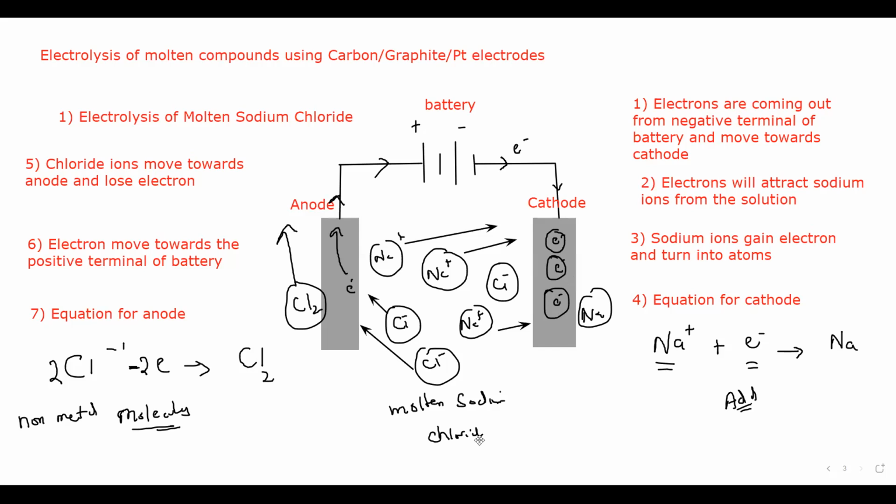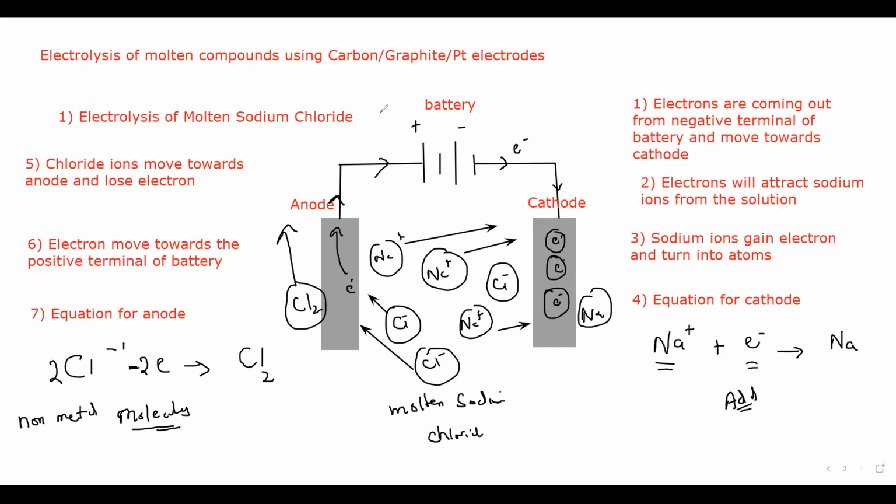All the non-metals exist as molecules. That's why you should write the equation for a molecule, not for an atom. First it is an atom and then the atom turns into a molecule. Except for group 8, all the non-metals exist as molecules, so you have to write the equation for a molecule.